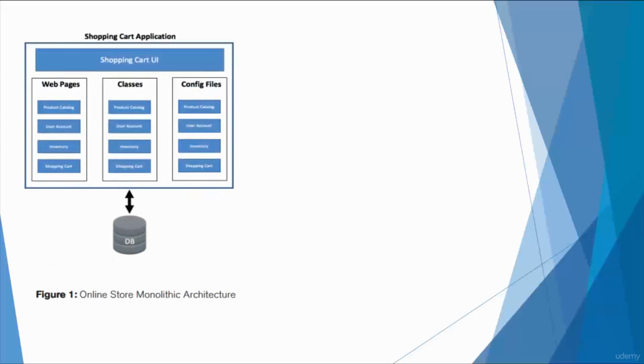So first, let's take a look at the online store monolithic architecture. A standard shopping cart application has an interface, the shopping cart UI, and then of course our web pages contain the product catalog, user account, similarly the classes in the middle, and then the config files on the right side of this diagram, all contained within one DB, or database. This is the standard method of the shopping cart application that you see online.